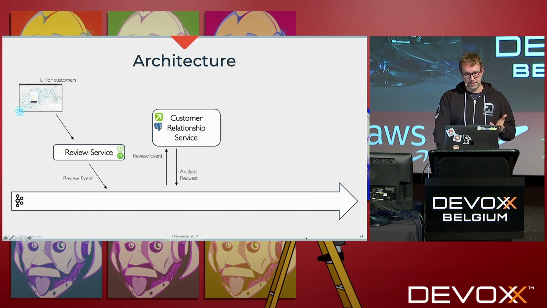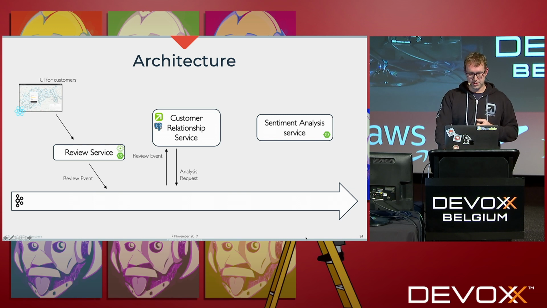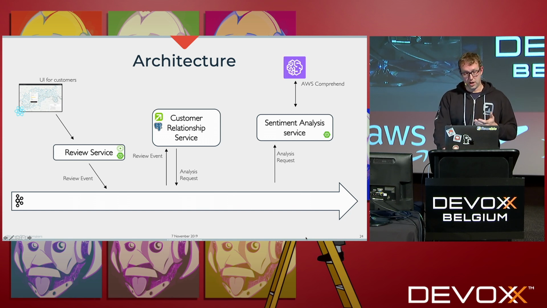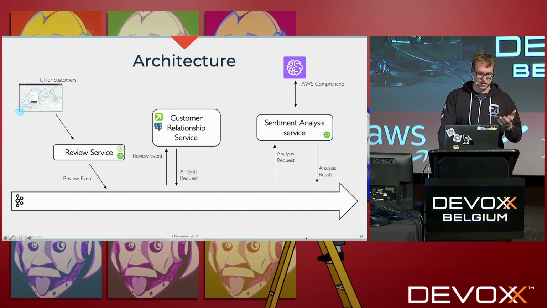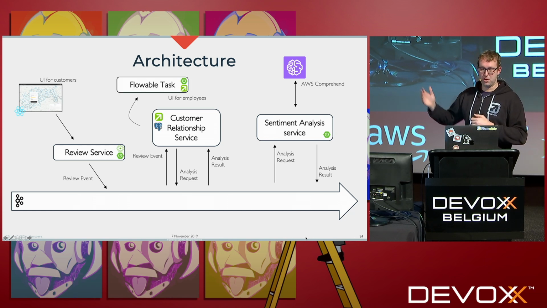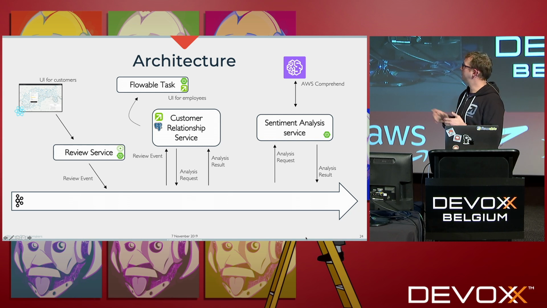And there is another service listening to this particular event. So this is the sentiment analysis service. It's again a Spring Boot application. It's going to listen to these events, it's going to call out to AWS Comprehend to get the actual sentiment analysis, and it's going to push back the result. Right? And of course, the central application is again listening to it. And we also have for our employee the Flowable task application that is using the same Postgres database as the one in the middle, right? So that's the architecture that we will be working with, and I'll be showing all the parts of this to you in a few minutes.